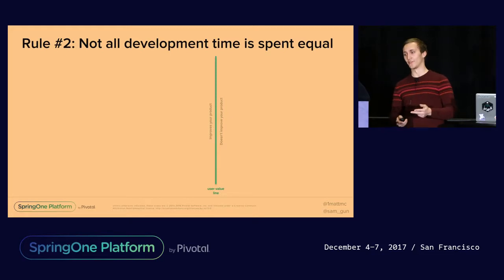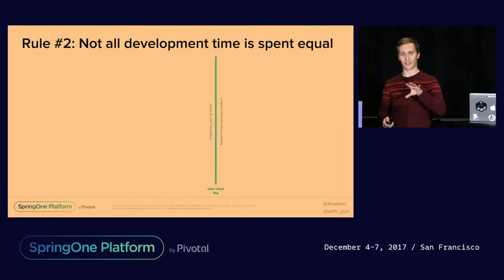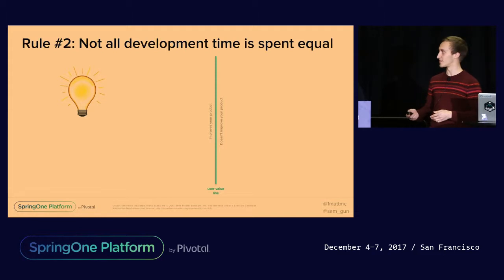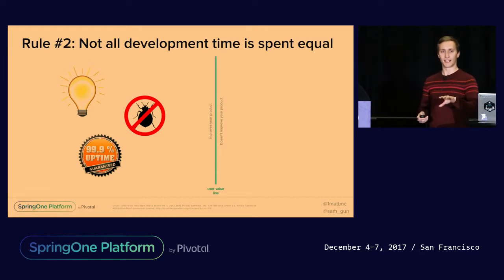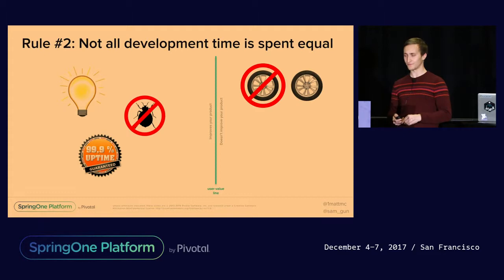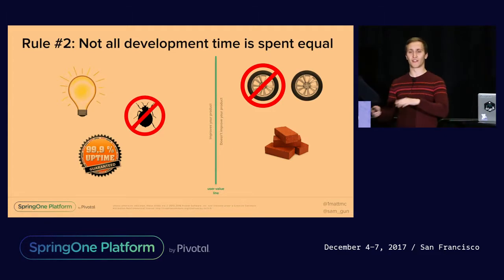Rule 2 is not all development time is spent equal. Imagine you have a user value line: things that actually benefit your customers and things that don't. Things like innovating some awesome new ideas, some new features into your app. Your customers love that. Fixing bugs, making your apps more reliable, increasing the uptime. These are all things that give real, tangible value to your products. Things that don't are reinventing the wheel, writing boilerplate code over and over again, basic building blocks, just doing all the stuff which someone's already done 100 times before. This is not worth your time.